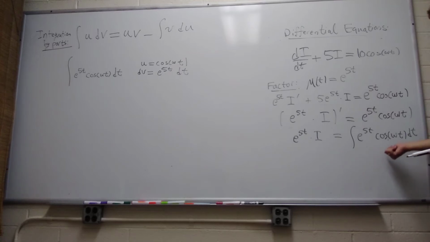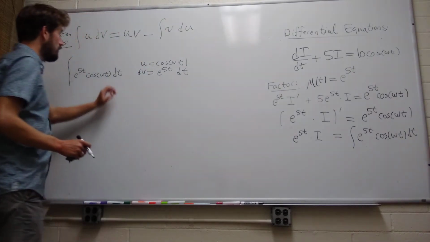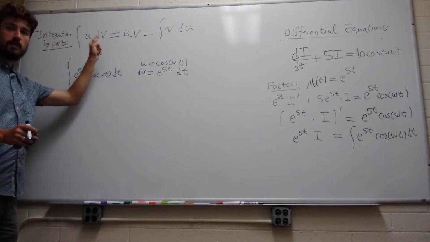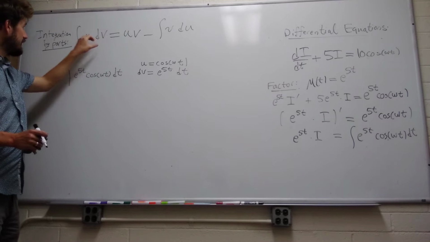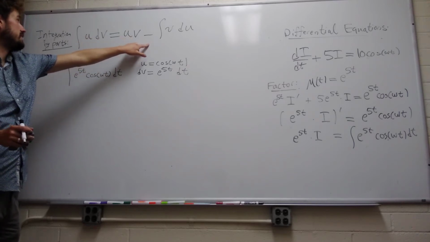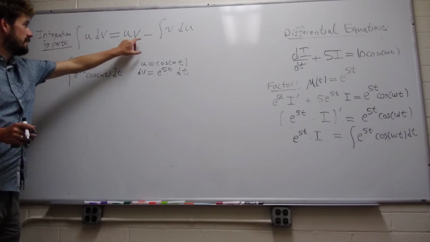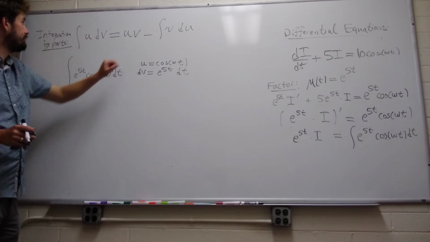Okay, so as we saw, in order to solve this equation, we need to anti-differentiate e to the 5t cosine omega t. How do we anti-differentiate this function? We need to use integration by parts. The formula for integration by parts is the integral of u dv equals uv minus the integral of v du.